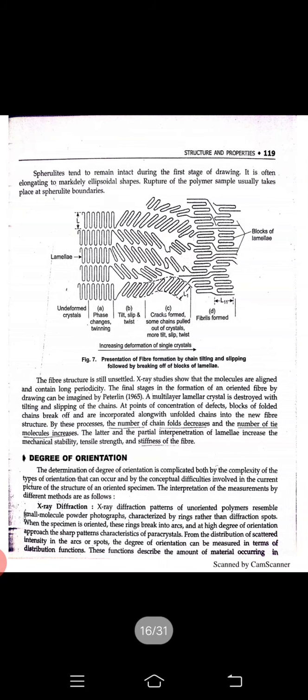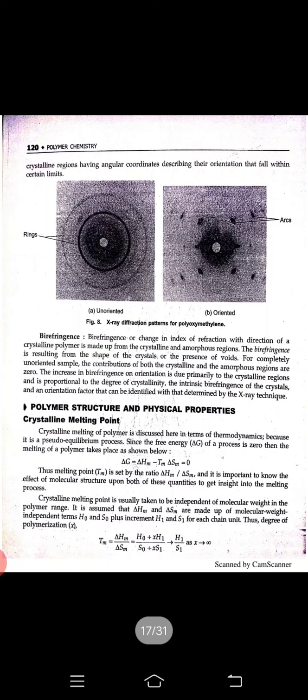The determination of degree of orientation is complicated both by the complexity of the types of orientation that can occur and by the conceptual difficulties involved in the current picture of the structure of an oriented specimen. The interpretation of the measurements by different methods is as follows. The methods are X-ray diffraction and birefringence.